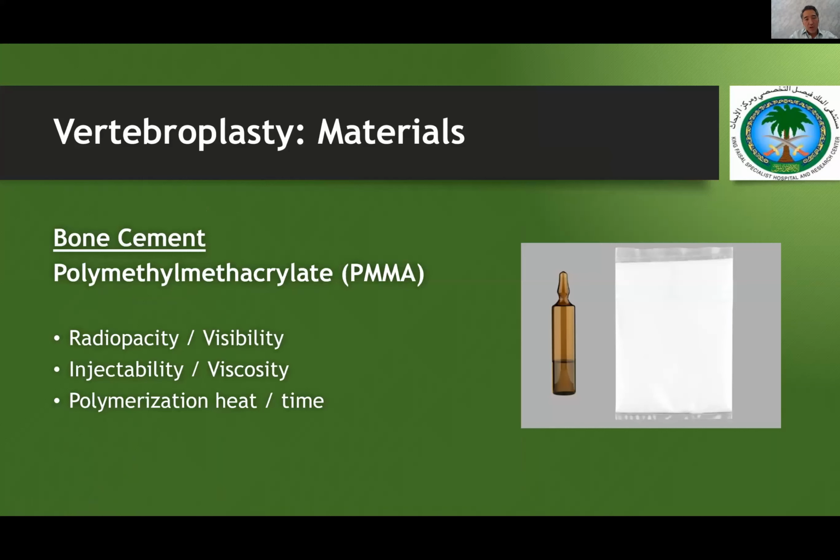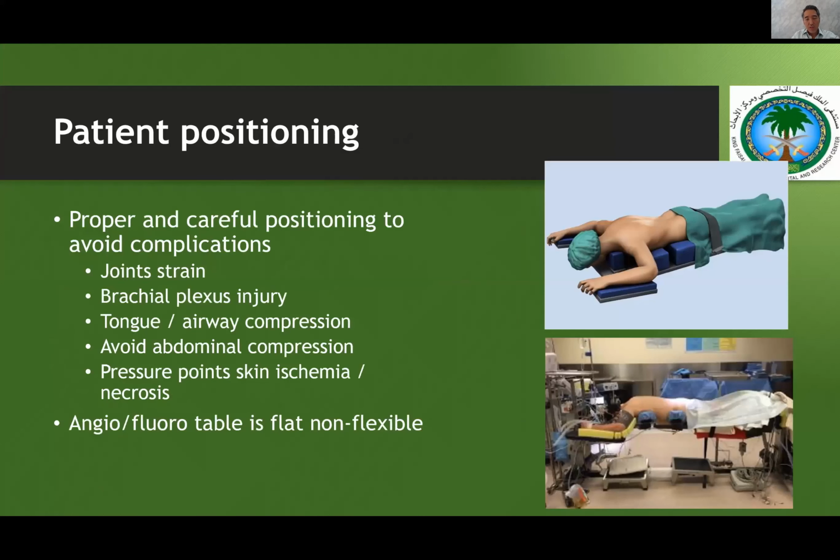Positioning, I think you guys are spine surgeons, so positioning is something that you do routinely. For myself, I position the patient with anesthesia for all the cases. We want to make sure that we don't strain the neck joint or the shoulder joint. We want to avoid brachial plexus injury, compression of the tongue and airways, and abdominal compression, all these pressure points. Now, your OR table may be flexible. Our angio table is really rigid and flat, so we take all those things into consideration.